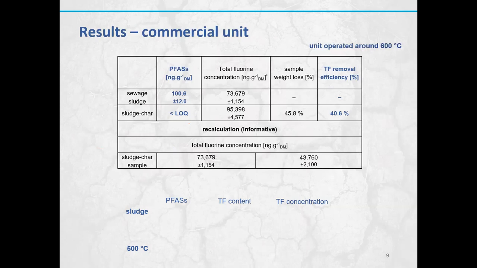And we can prove the same in the commercial units, where it's nicely visible that again the PFAS content is under the limit of quantification. The removal efficiency is about 40%, and the concentration of total fluorine again increased in the samples. And we can also see in the slide that removal efficiency is higher in the commercial unit than in the laboratory apparatus, because it's a more dynamic environment compared to our laboratory apparatus, so we can make the efficiency better.